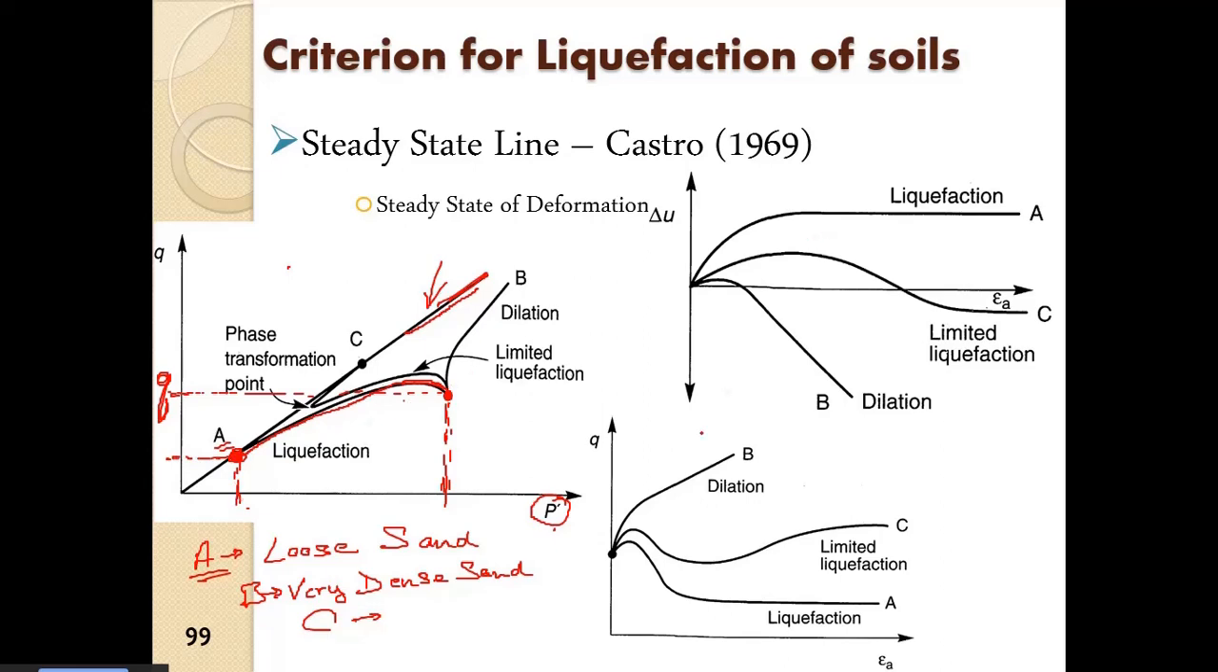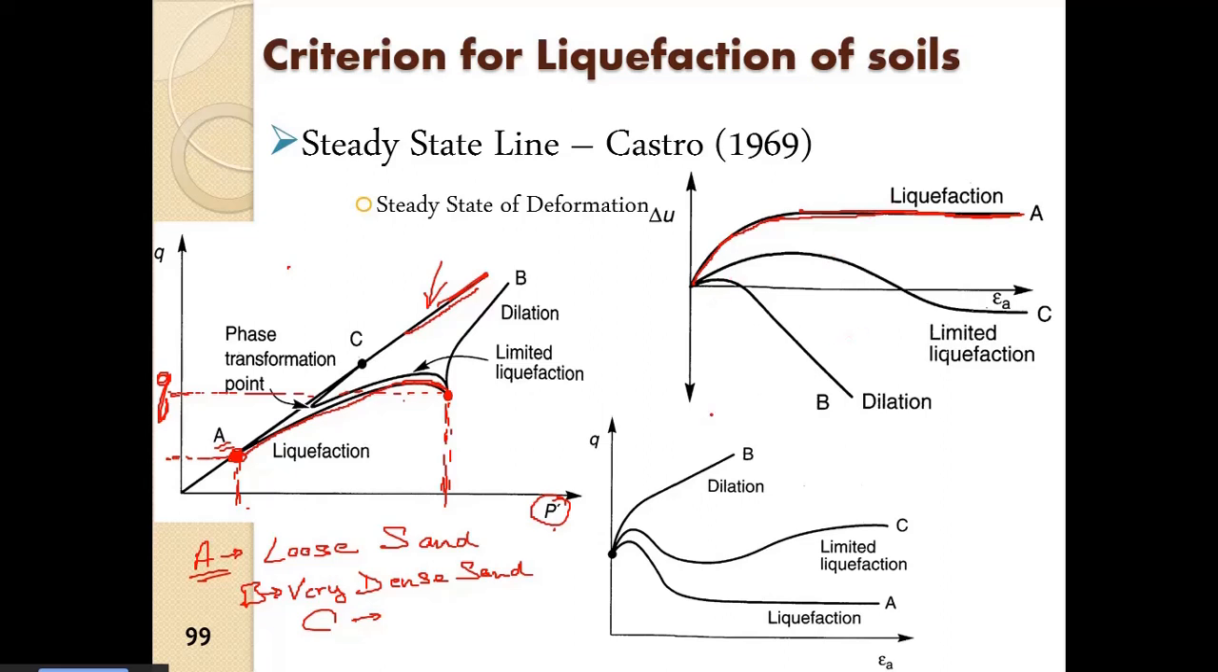Similarly, here you see this is the point A. So we have the pore pressure. When it reached the point A, the pore pressure remained constant over further deformation. Right, so that is the steady state.